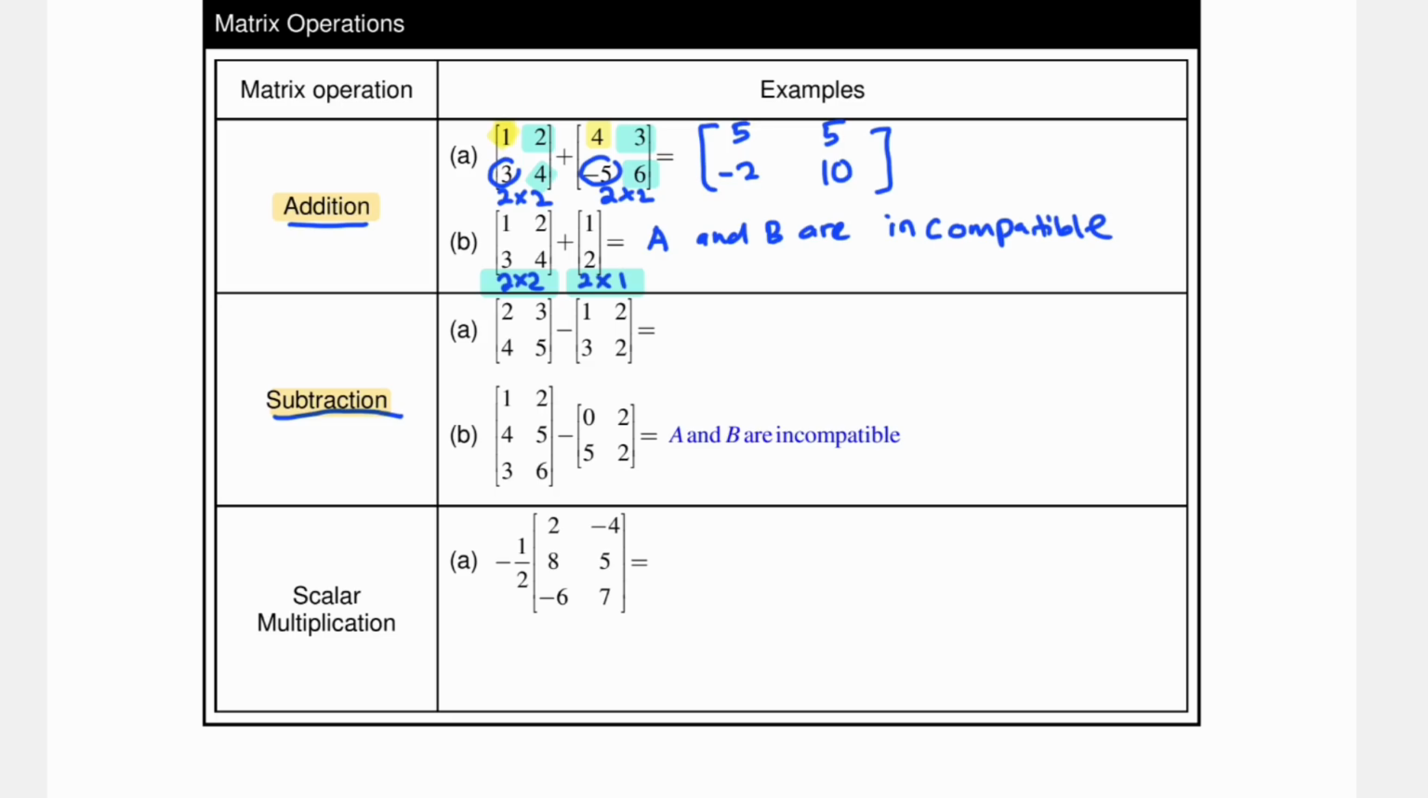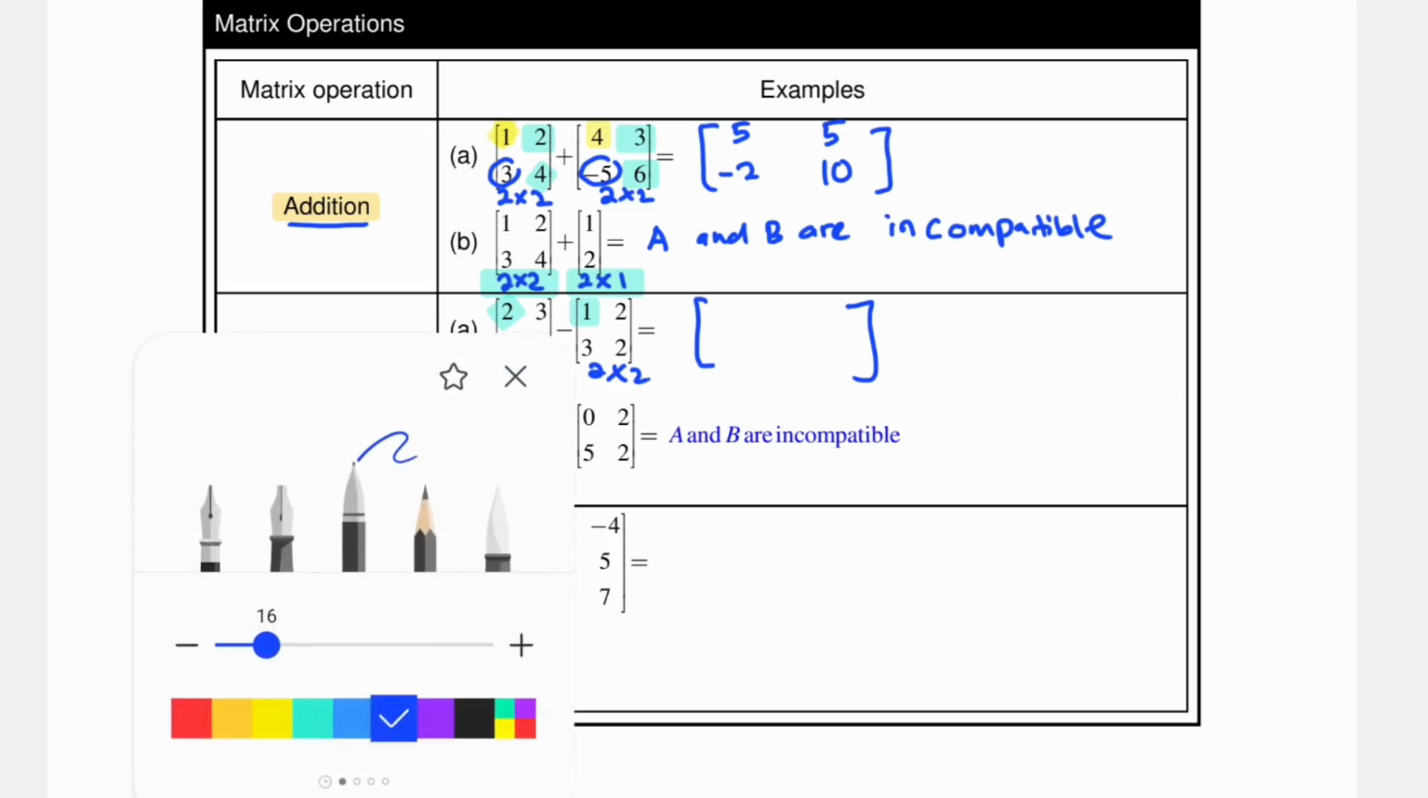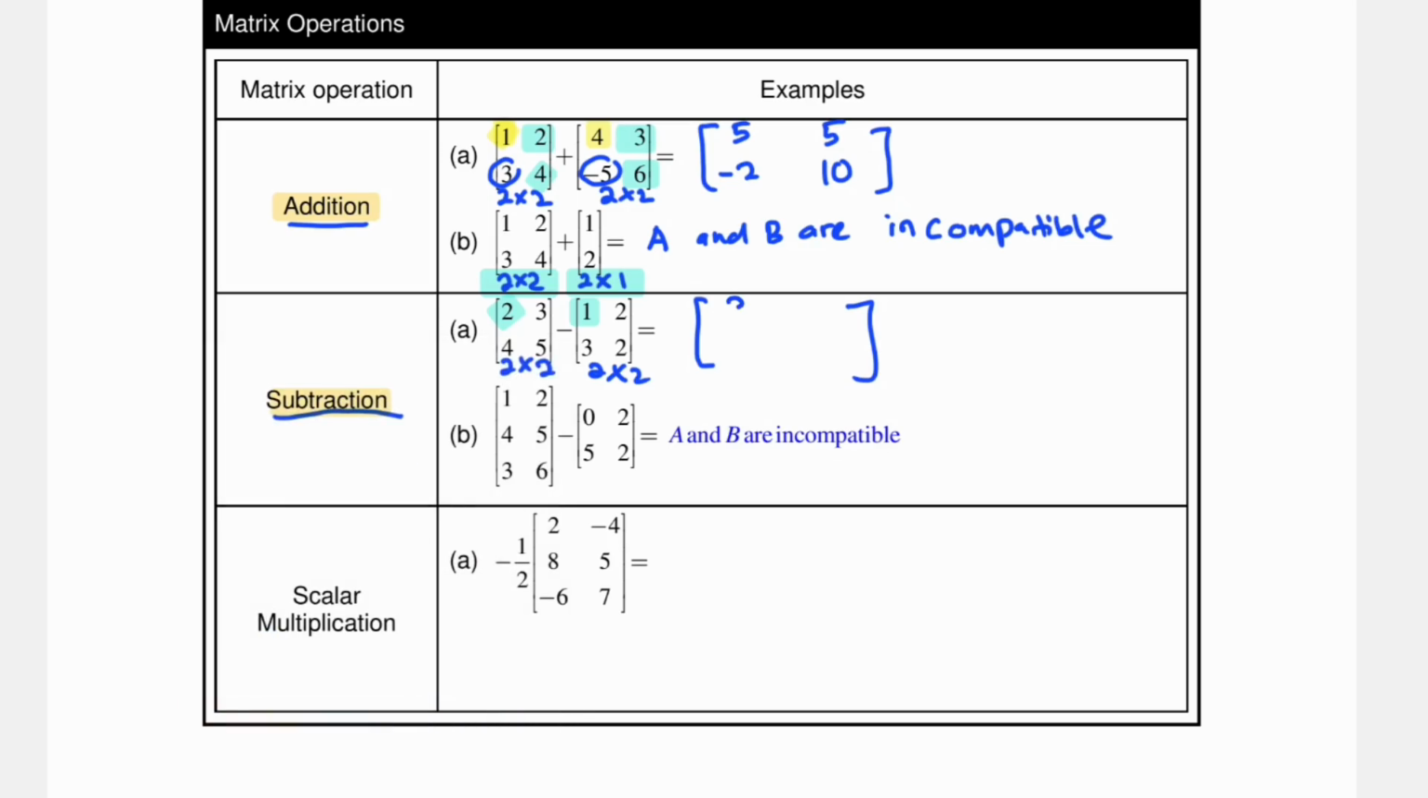So we go for the first example. The first one is of order 2 by 2, and also the second one. Since they have the same dimension, you can proceed with the subtraction between these two matrices. What you need to do is just subtract according to the entries. So 2 minus 1, you should get 1. And just follow the same process. 3 minus 2, you get 1 and 1 here. And the last entry should be 3.